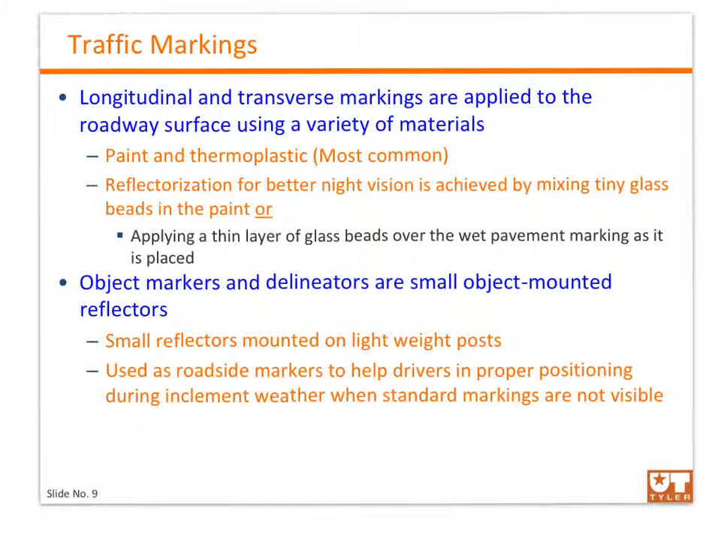Object markers and delineators are actually small object mounted reflectors. So here again we have two major devices under the traffic markings. We either have longitudinal and transverse markings, which are applied on the roadway surface itself, or the object markers and delineators, which are small reflectors mounted on lightweight posts.